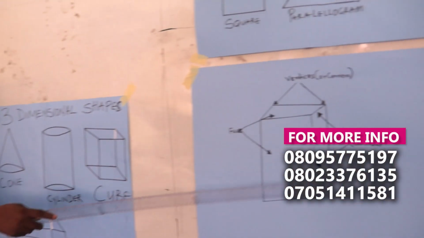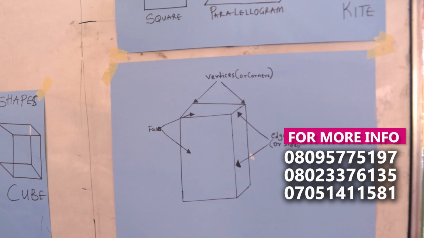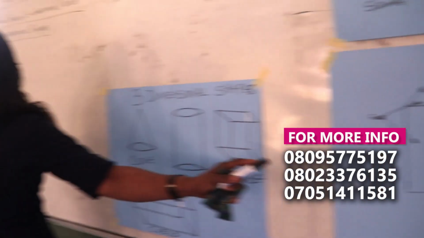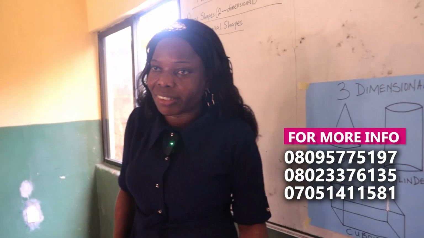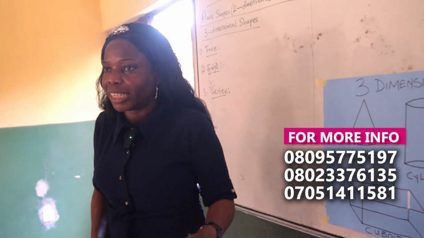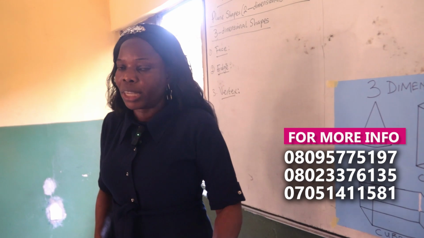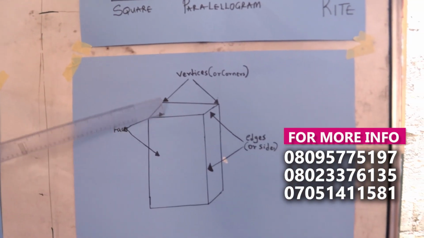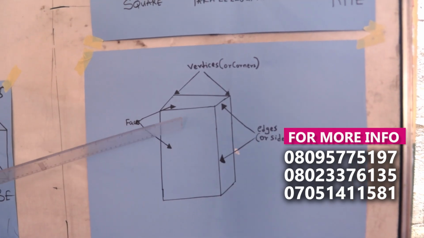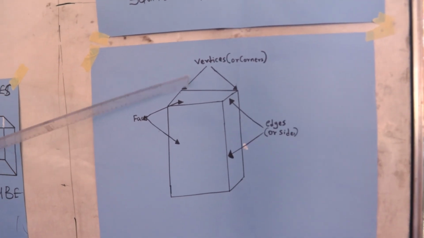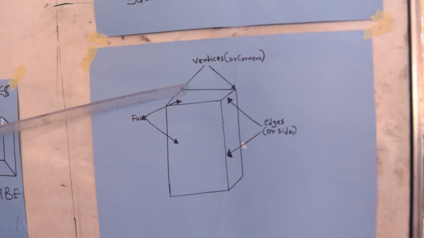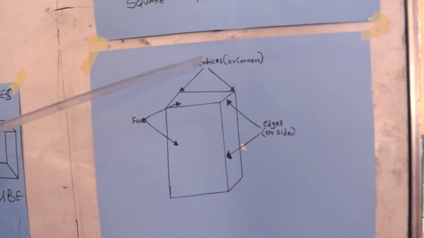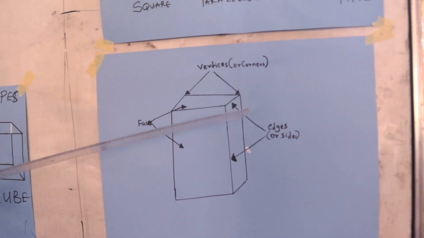Let's try to view how edges, faces, and vertices are on the shapes, so that whenever we are asked, we should be able to identify what a face is, what an edge is, and what a vertex is. So let's look at this shape. If you look at this, this is a surface on this shape. Here we have these, which are vertices.